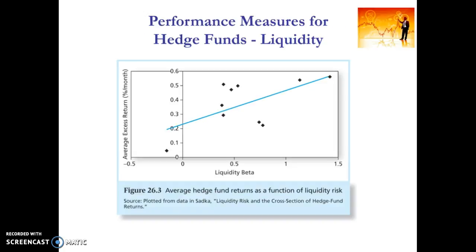As an example of the relationship between hedge fund performance and liquidity, on the slide here we can see some historic data in terms of the average excess return that's generated by hedge funds, and on this axis the liquidity beta of that hedge fund. Liquidity beta is a measure of the degree of exposure to liquidity risk. And if we plot the values for all these hedge funds through time, we can see that there is a pretty clear positive relationship between exposure to liquidity risk and returns.